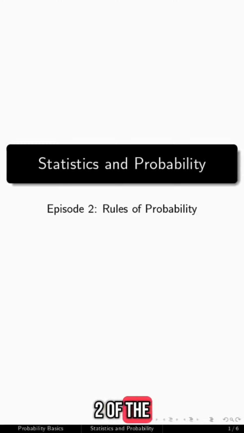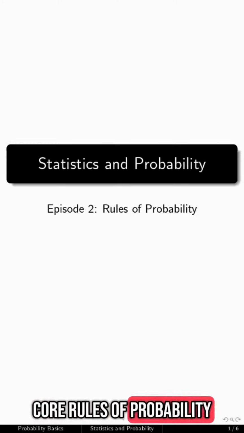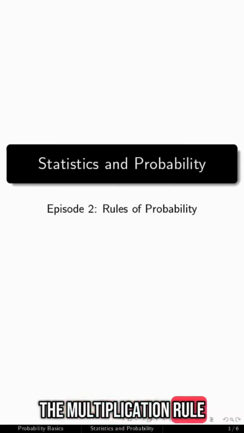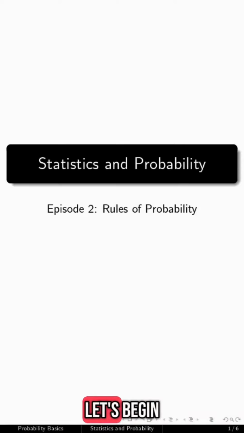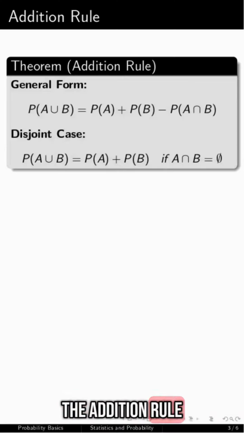Welcome to episode 2 of the Statistics and Probability series. In this episode, we'll learn the core rules of probability: the addition rule, the multiplication rule, and the law of total probability. Let's begin. The addition rule helps us find the probability that at least one of two events occurs.